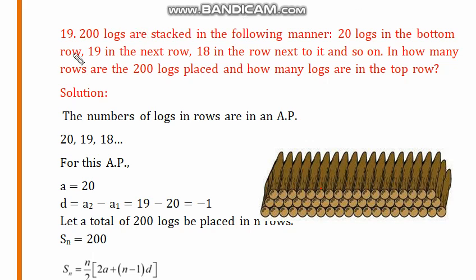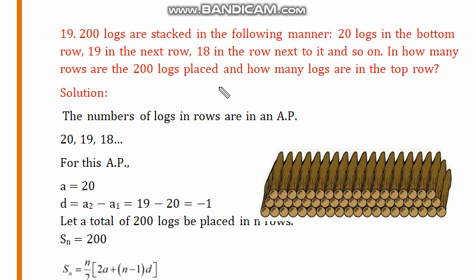Students, let's discuss exercise 5.3, question 19. 200 logs are stacked in the following manner: 20 logs in the bottom row, 19 in the next row, 18 in the row next to it, and so on. In how many rows are the 200 logs placed, and how many logs are in the top row?